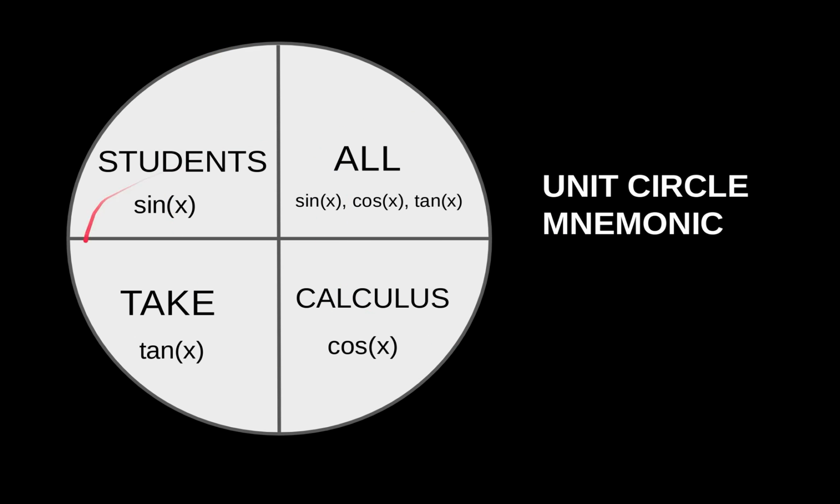Here's a mnemonic I like to use. I got this from my math teacher, and I find it very useful. All students take calculus. All meaning all the trig functions, sine, cosine, tangent, and the reciprocals. Students meaning sine, and its reciprocal cosecant. Take, which means tan, and its reciprocal cotangent. Calculus, cosine, and its reciprocal secant. Well, it is true. If you're going to go into college, you're probably going to take calculus. So all students take calculus.